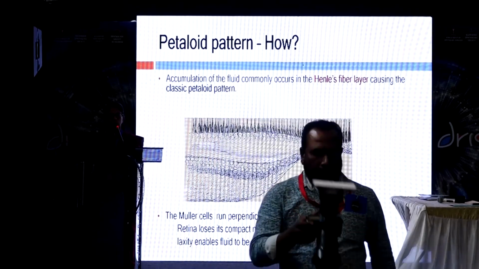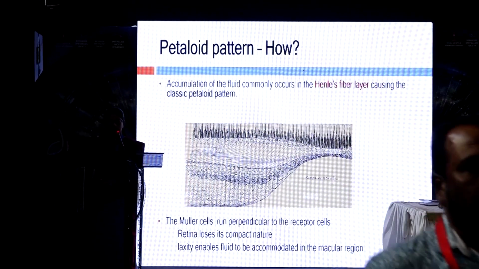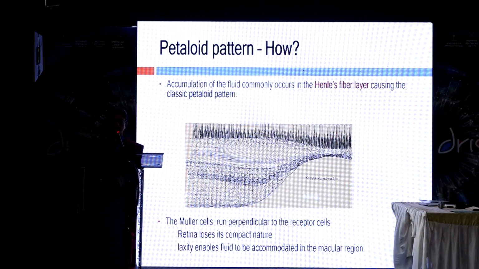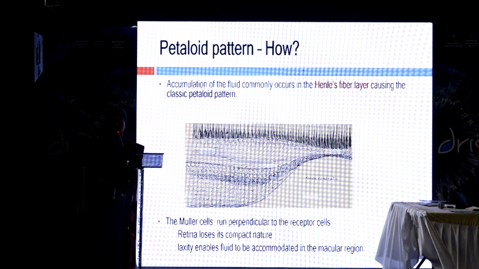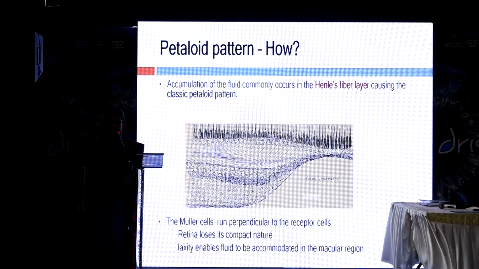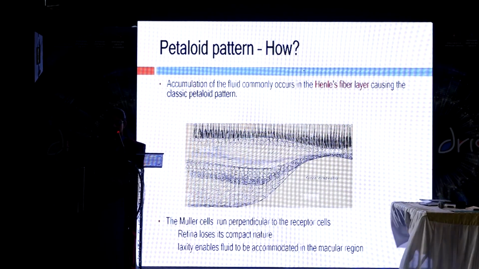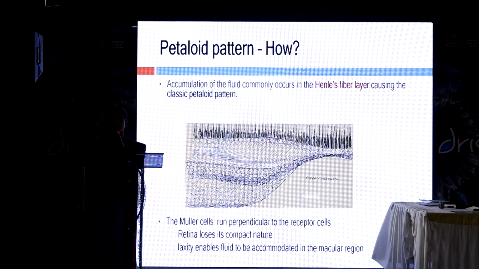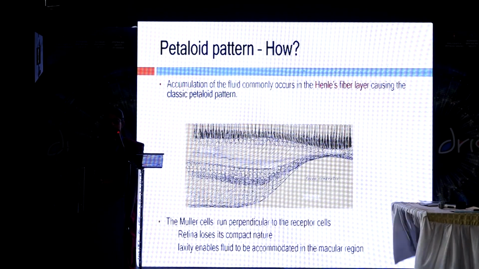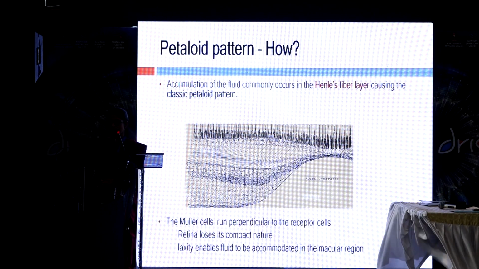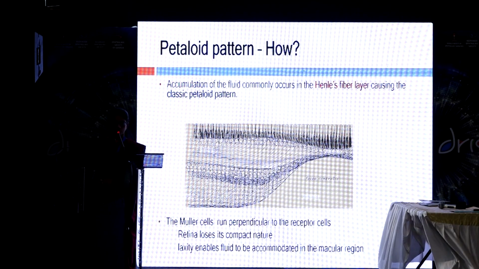Now the accumulation of fluid mainly occurs in the Henle's fiber layer. Normally the Muller cells extend from the external limiting membrane to the internal limiting membrane. It is important for the structural integrity of the retina. In the Henle's layer, the fibers run almost perpendicular to the receptor cells. So here the retina loses its compact nature, and this laxity enables the fluid to be accommodated in the macular region. And this is responsible for the classic petalloid pattern.